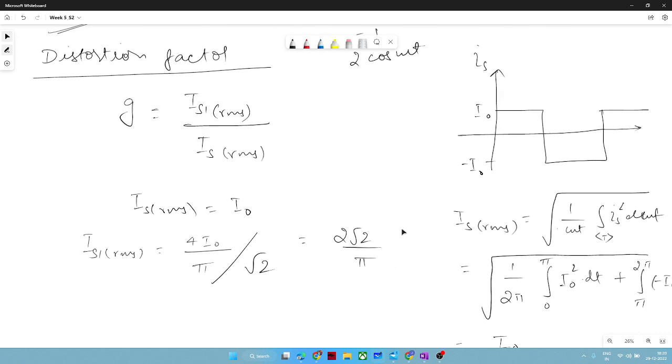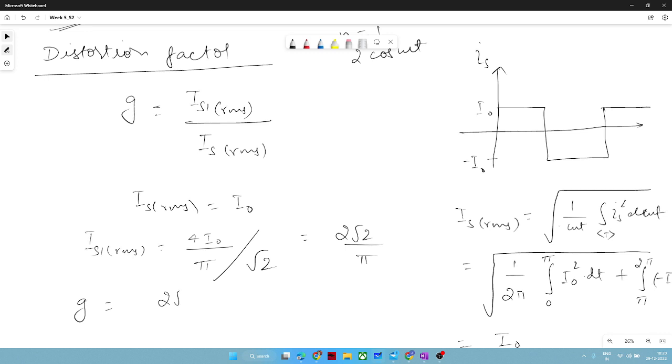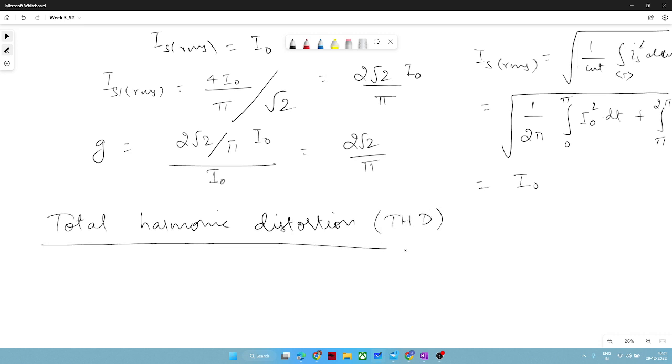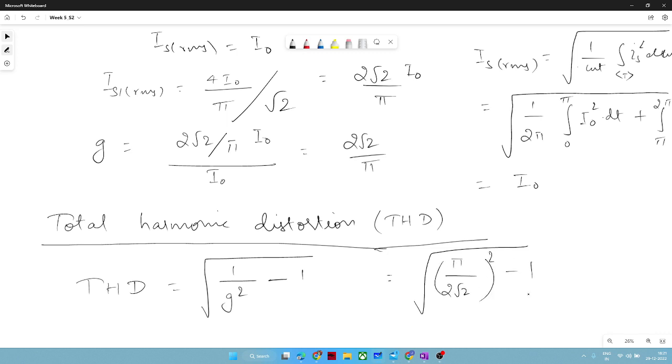And now if you put in the expression of distortion factor, 2 root 2 by pi, and I naught divided by I naught, so it will be 2 root 2 by pi, and this is your distortion factor. And now total harmonic distortion, that is called THD. Its expression is root of 1 by distortion factor square minus 1. So if you put this, let me calculate, pi by 2 root 2 square minus 1.